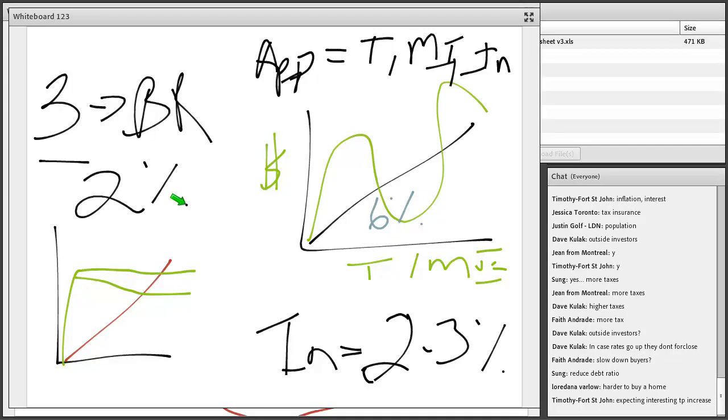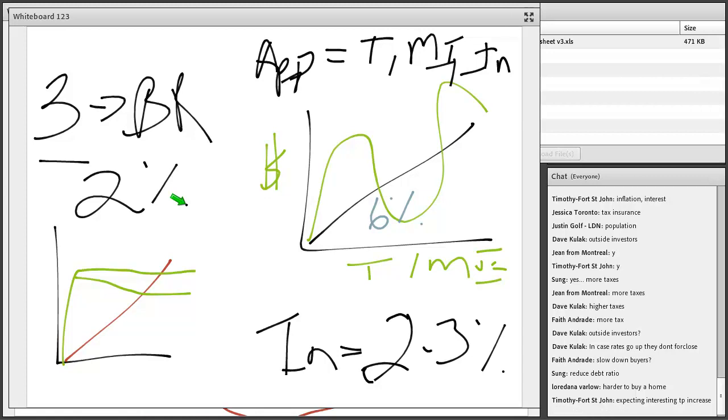So the rates going up slow down buyers, reduce ratios, and make it harder to buy a home. Expecting interest rates to go up in the future, yes. They're trying to prepare people for that, at least the new buyers.